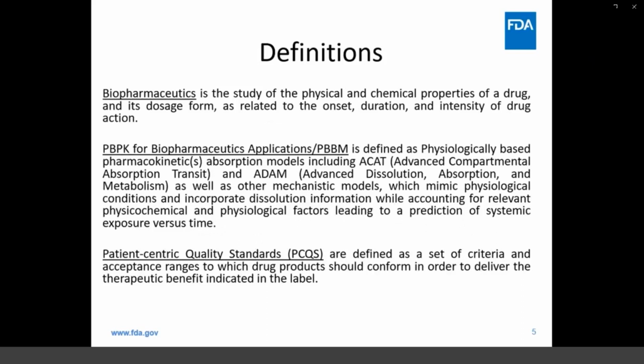Before we begin, I would like to provide some definitions to frame this discussion. Biopharmaceutics is the study of physical and chemical properties of a drug in its dosage form as related to onset, duration, and intensity of drug action.